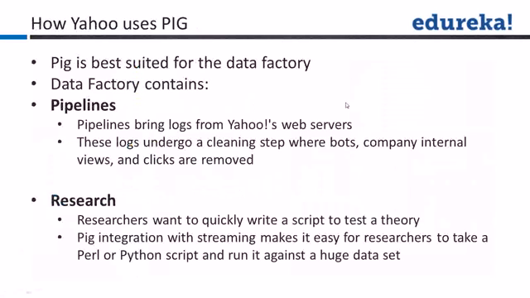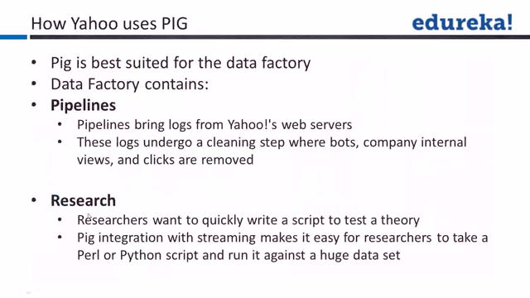So you'll probably filter it out: these are my internal views, this is how I remove those, then these are the bots which have to be removed, those internal clicks have to be removed. All those things can be done using MapReduce also, but Pig can be a faster way of doing it. So Yahoo uses Pig for doing that.